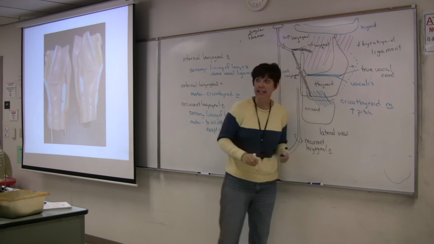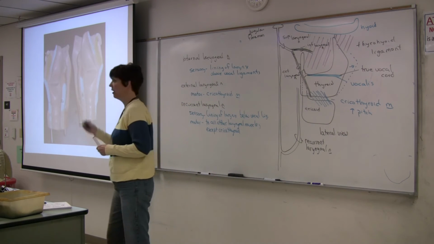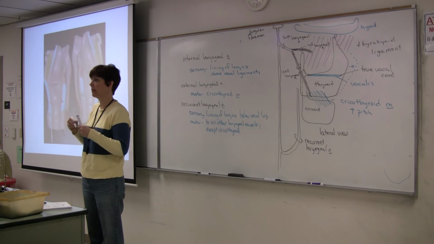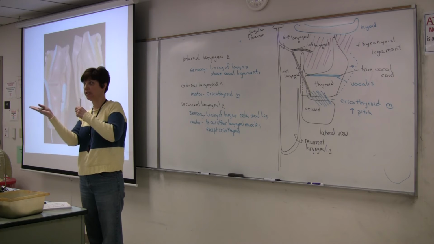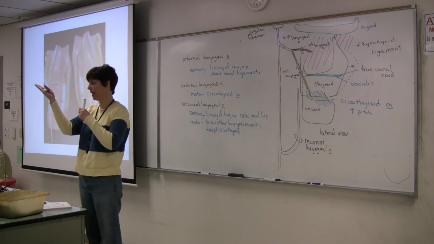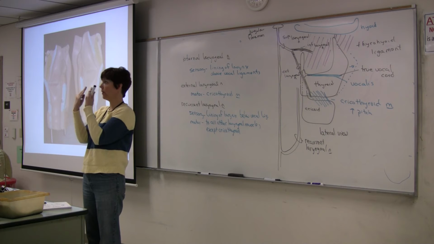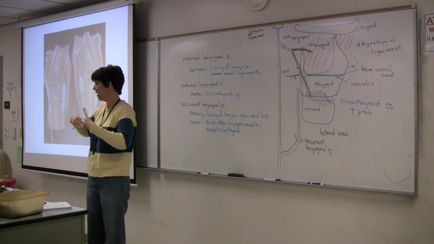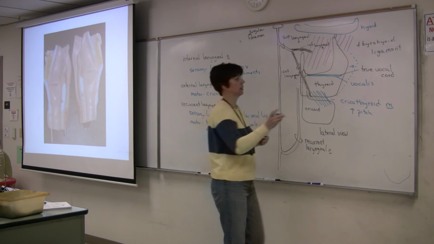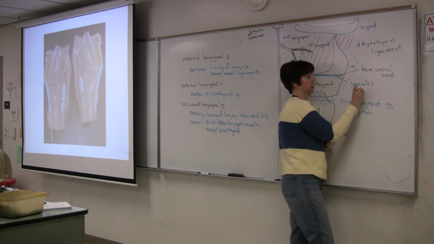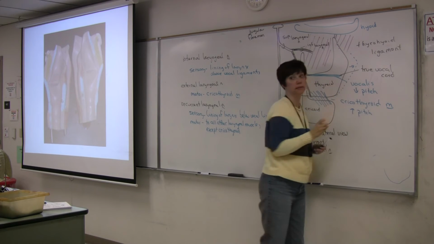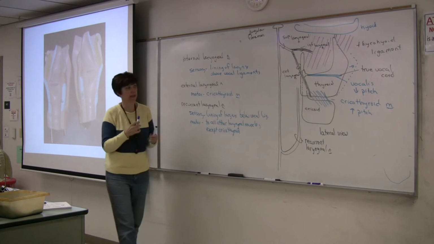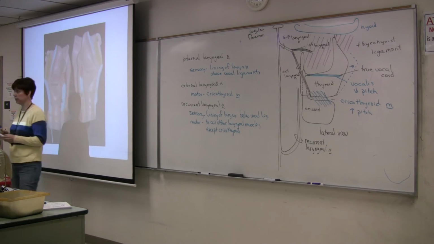Vocalis is the antagonist to the cricothyroid. So what does that mean? Apologize for going backwards here. So if the cricothyroid stretches out the vocal ligaments and raises the pitch, vocalis is going to pull the thyroid and the arytenoid cartilages together, and that's going to decrease the tension and lower the pitch. Okay, so that muscle will be innervated by the recurrent laryngeal nerve as well.